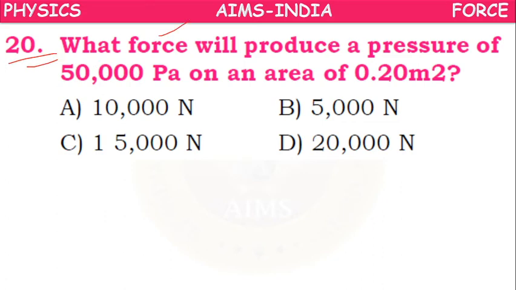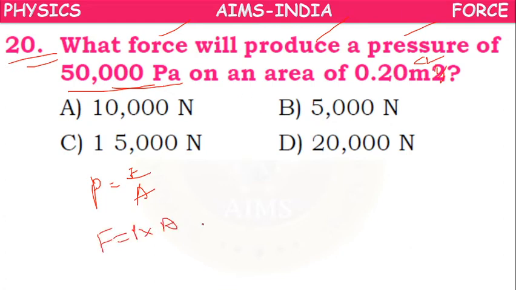So what force will produce a pressure of 50,000 pascals on an area of 0.20 meter square? So we have pressure, we have area, we want to find force. We know that pressure equals force by area. We want to find force, so force equals pressure into area.